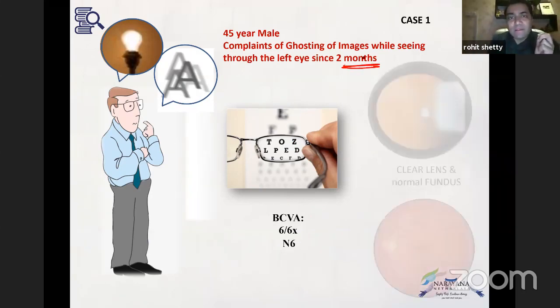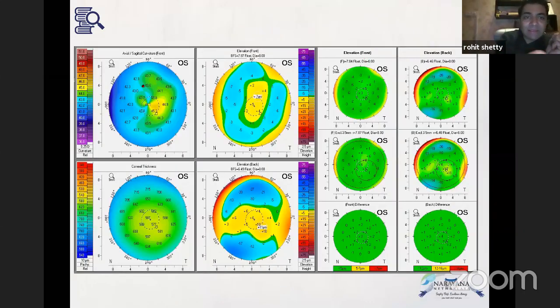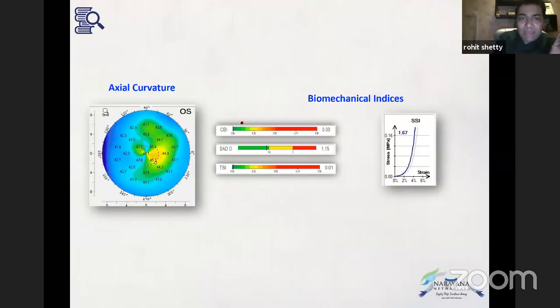It's only 2 months of ghosting. Exactly the same picture as what you saw in the previous case. Posterior elevation, the Pentacam looks like it has a keratoconus. The biomechanics again, brilliantly normal. This is again thanks to Professor Vinciguerra and his team.